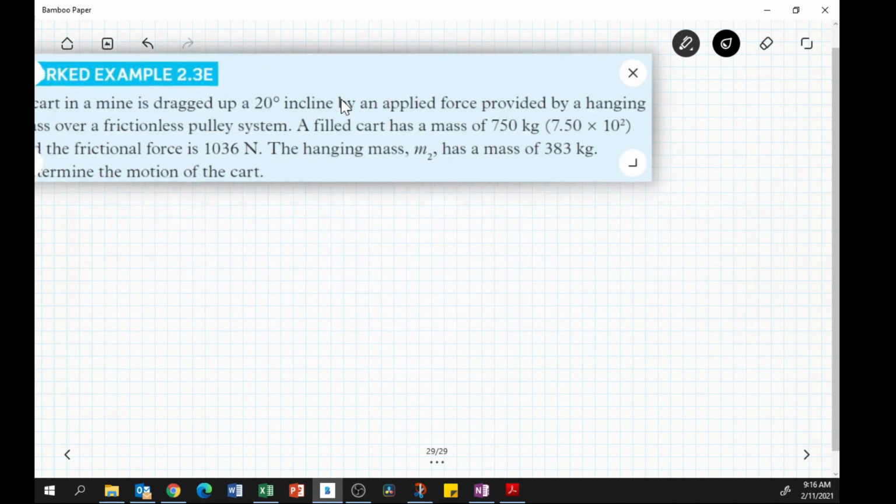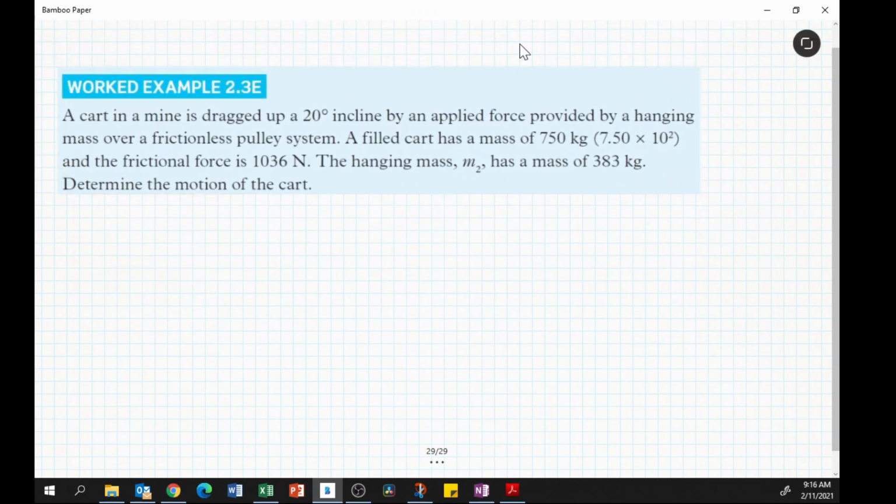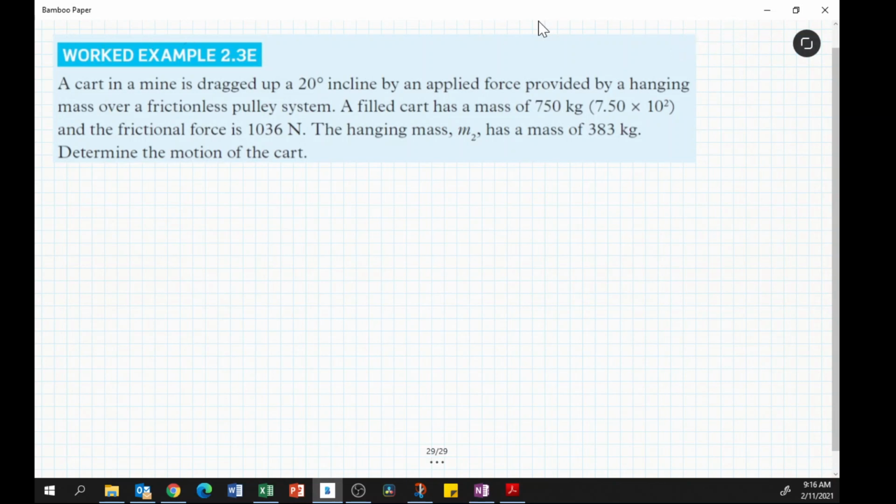So this is going to bring a lot of things together, but hopefully I'll prove to you that there's nothing particularly difficult about this example here, despite all the different aspects of it. So let's have a look at this. A cart in a mine is dragged up a 20-degree incline by an applied force. Let's stop right there and imagine that situation. If we wanted a step-by-step process for solving these types of problems, your step one is always going to be what? Draw a diagram.